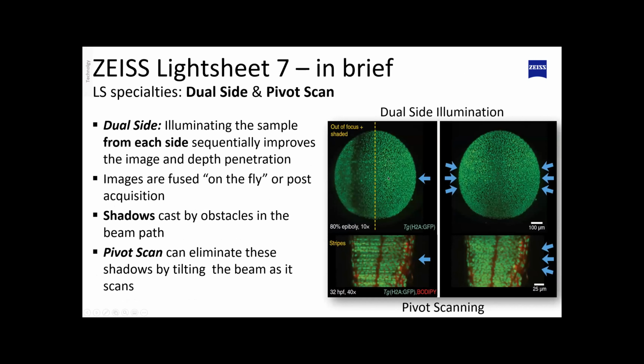As I showed you before, we have two objectives for illumination. So we can do what's called dual-sided illumination. That means we can scan with the sheet coming from the left-hand side, and we can do the same from the right-hand side. And when we then on the fly paste or fuse these images together, we have created as homogeneous an illumination as possible, and objects that have kind of an isotropic illumination.